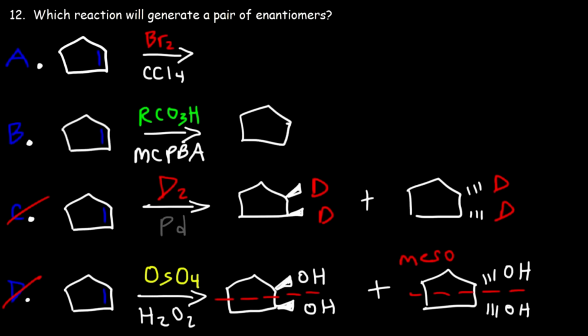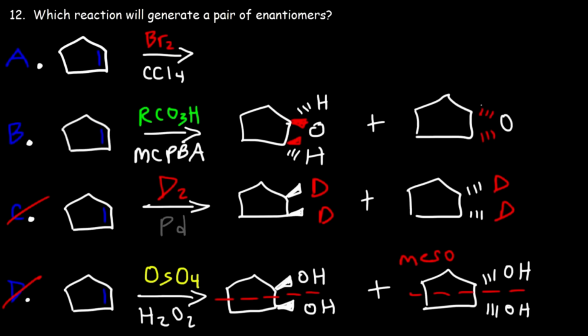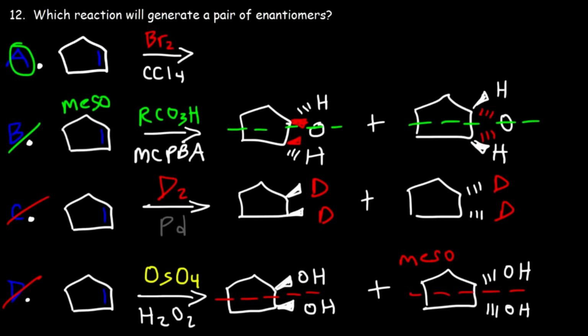Now the epoxide reaction works with syn addition, which means that it's on the same side. So we can write it like this. This is one way we can draw the product. We can also draw it like this as well. As you can see, there is a line of symmetry. And so it can't be a pair of enantiomers if there's a line of symmetry. So this too generates a meso product. So B is eliminated, which means A has to be the answer.